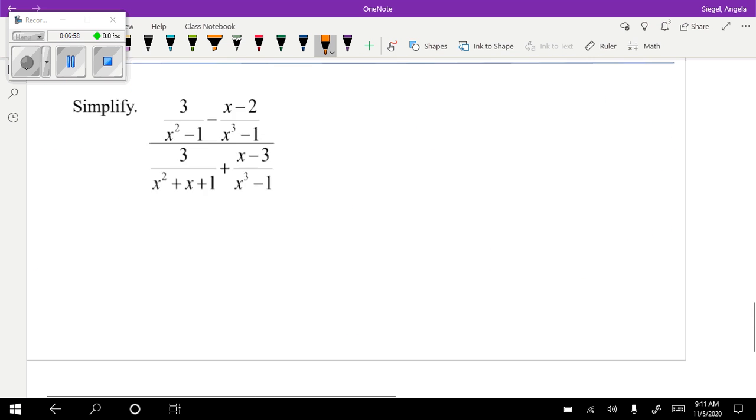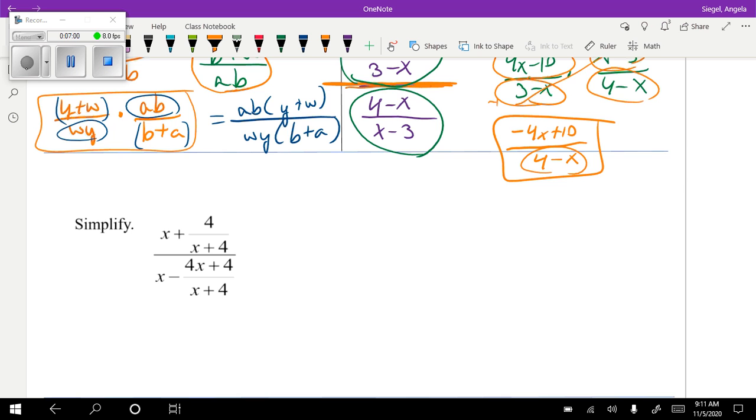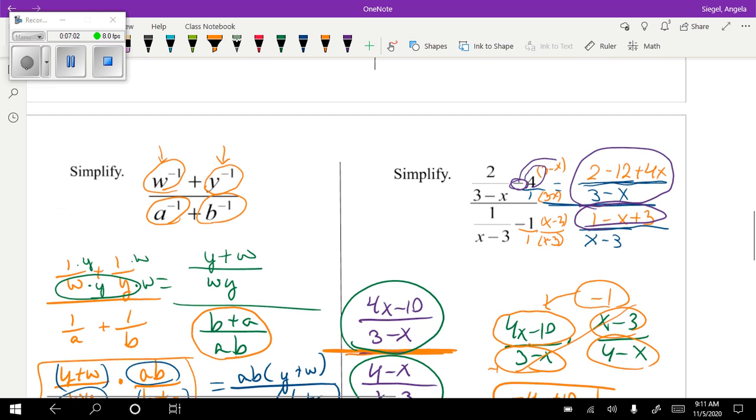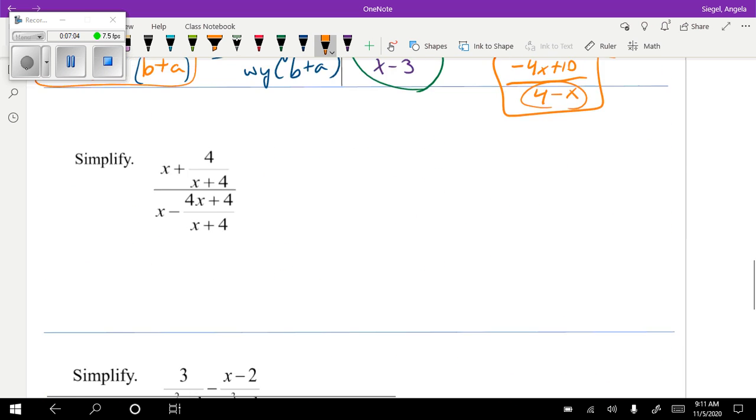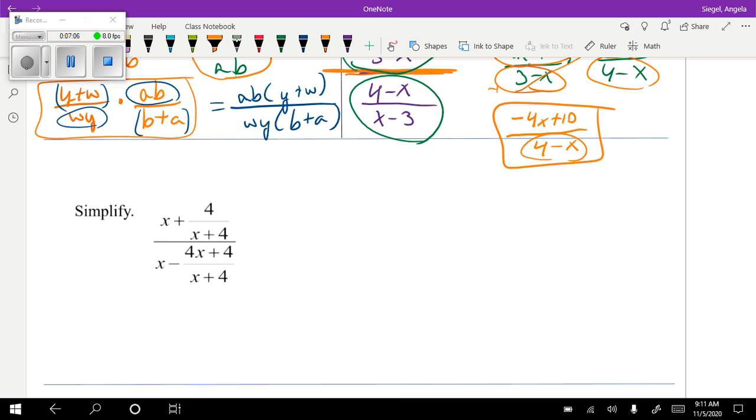Okay, so I believe we have 2 more. And this is more of the same. So while this one used numbers, this is going to be the same but using variables. So see what you can do there.